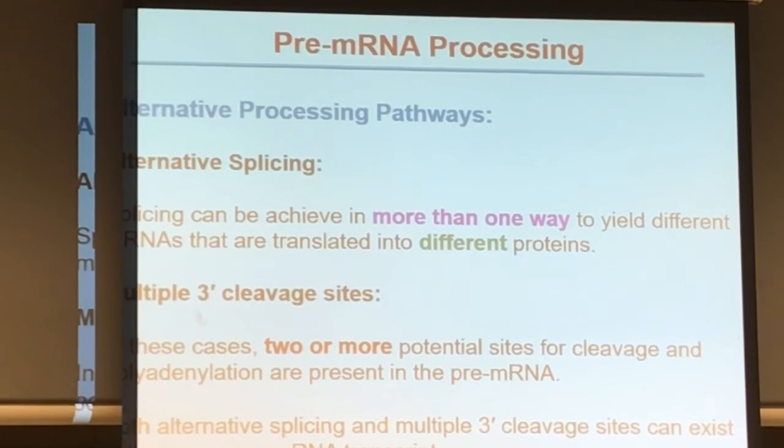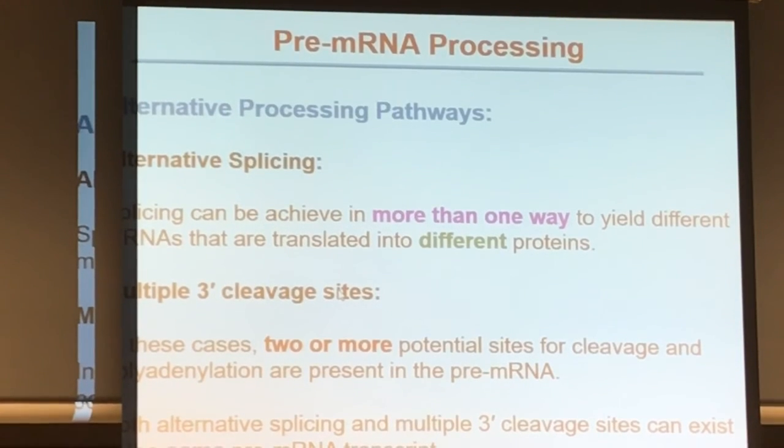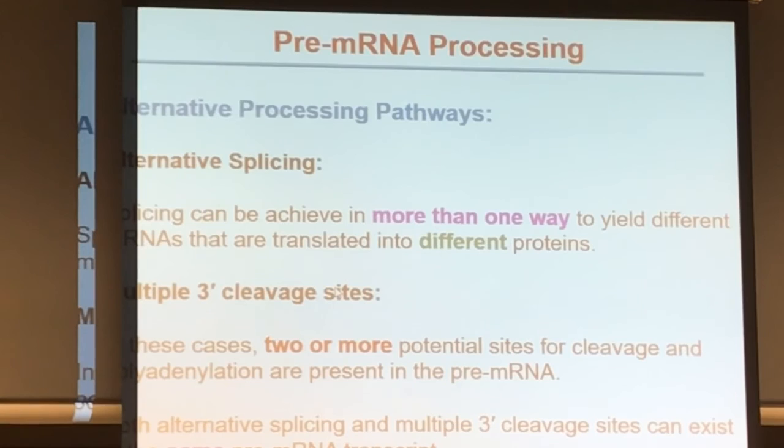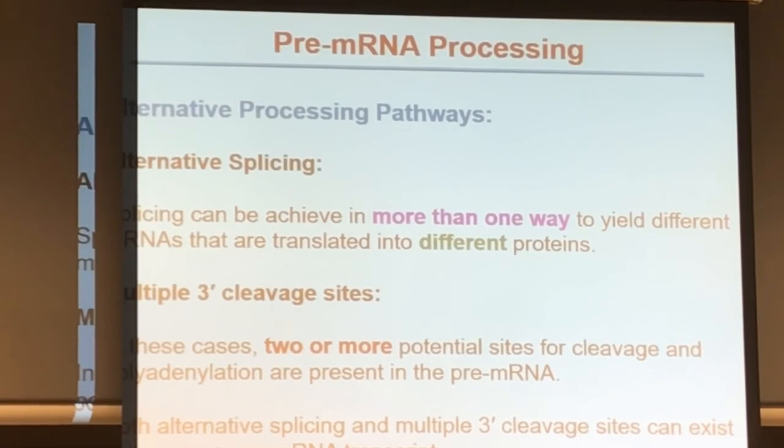And there is something called multiple 3' cleavage sites. You remember I showed that the beginning of an exon can also have some consensus sequences. Sometimes in the exon itself, in the middle also, you have these consensus sequences, and sometimes splicing happens inside an exon. So when an exon is cut inside it, that is referred to as multiple 3' cleavage sites. In these cases, 2 or more potential sites for cleavage and polyadenylation are present in the pre-mRNA. Both alternative splicing and multiple 3' cleavage sites can exist in the same pre-mRNA transcript.